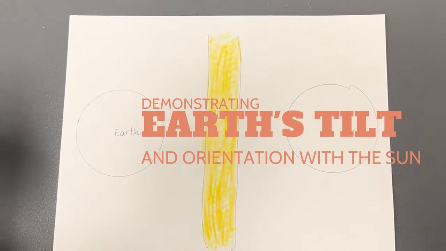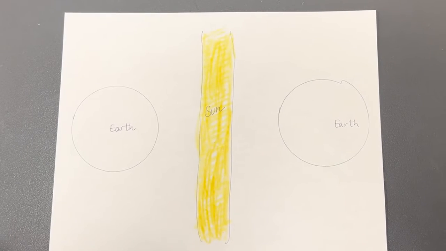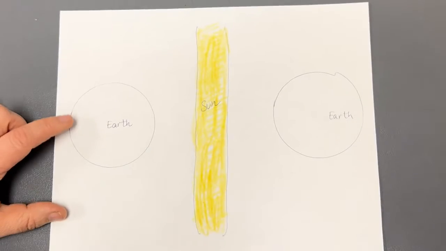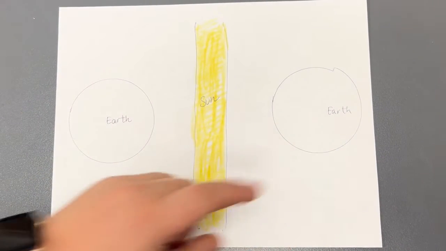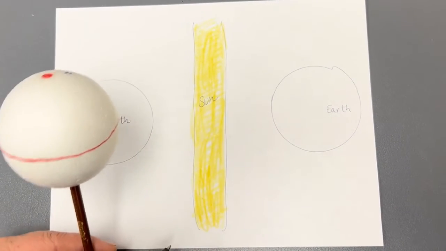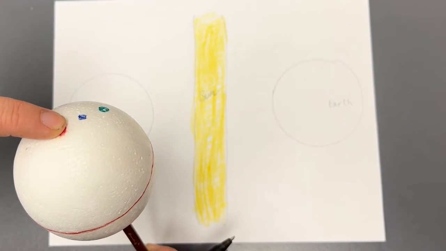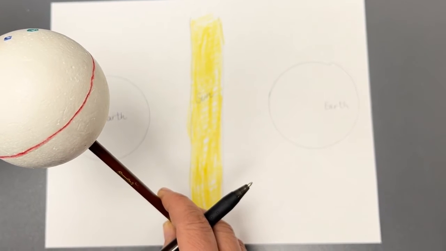In this video, I'm going to help you understand how you might orient your Earth when you are accounting for the tilt on its axis. So here on my drawing, I have an Earth on one side of the sun, and I have an Earth on the other side of the sun. We know that the North Pole of the Earth is pointing to Polaris, and that is not directly above us, but rather it's kind of tilted off to the side.